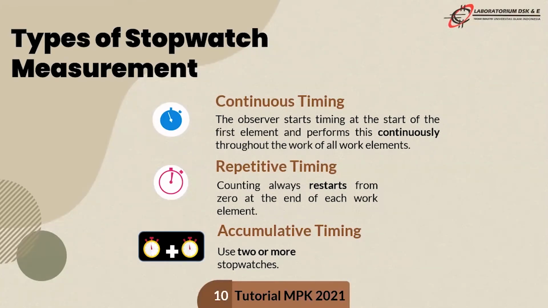And the repetitive timing is done by counting, always restarting from 0 at the end of each work element. Usually, this repetitive timing is only for jobs that consist of one element only, for example, combining part A and part B or attaching a sticker to the package. And the last is accumulative timing. The accumulative timing uses two or more stopwatches. This method is to accumulate several types of work consisting of the first worker and the second worker.